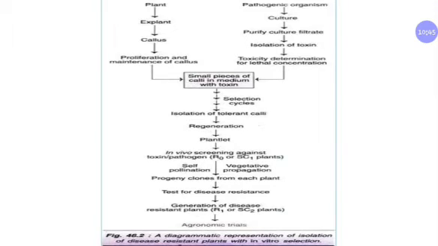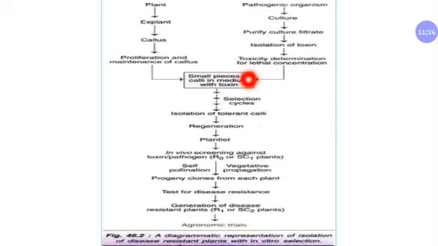Here we can see a diagrammatic representation of the process with in vitro selection. First of all, we select a plant, and from the plant we isolate the explant, from which the callus is formed. The callus is maintained and proliferated. At the same time, we also need the selective medium or the toxin or the inhibitory agent. For that, we select a particular pathogenic organism and it is cultured. And this culture filtrate is purified, and then the toxin is isolated from this culture filtrate.